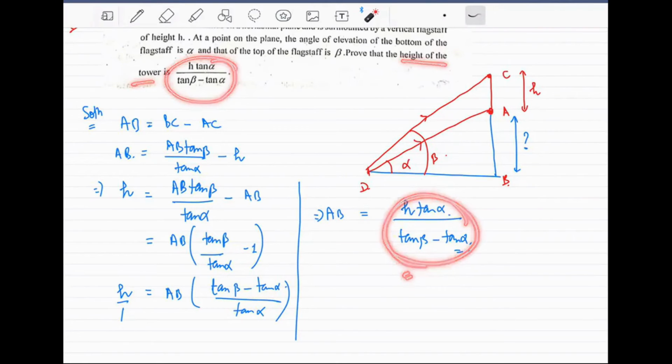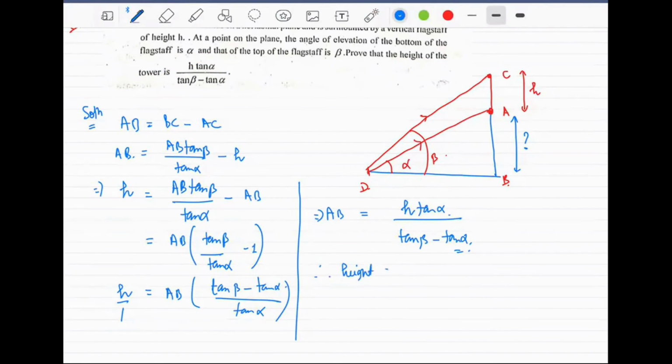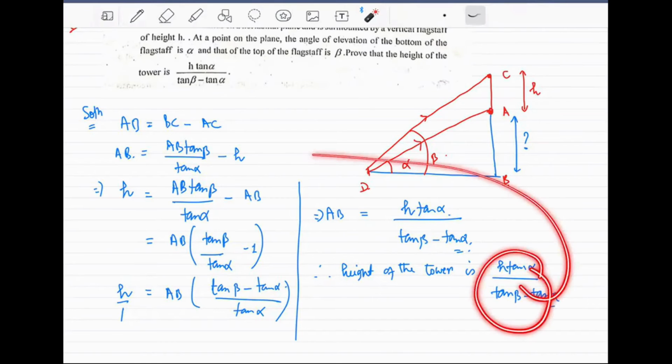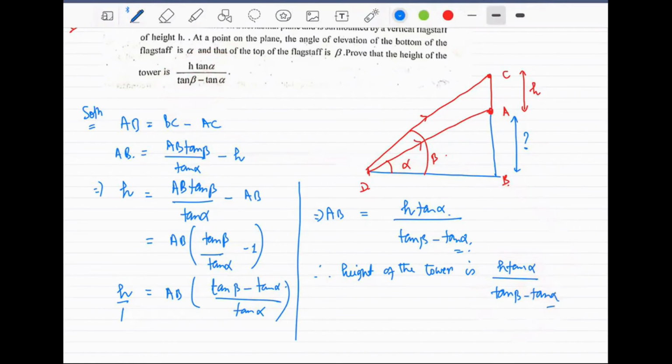So you say here, therefore, height of the tower is how much? H tan alpha by tan beta minus tan alpha. We have proven what the question wanted, right? So you just say here, hence proved.